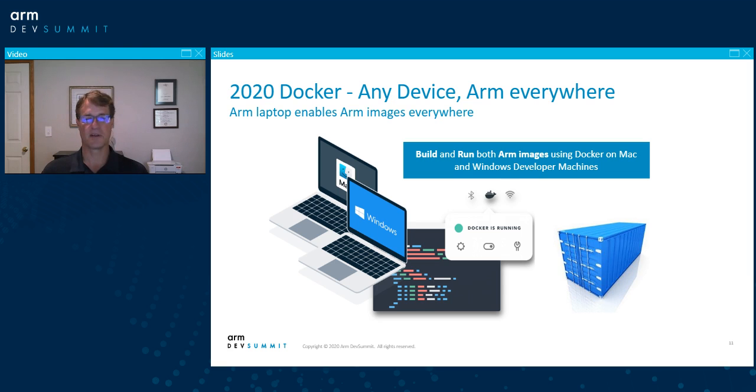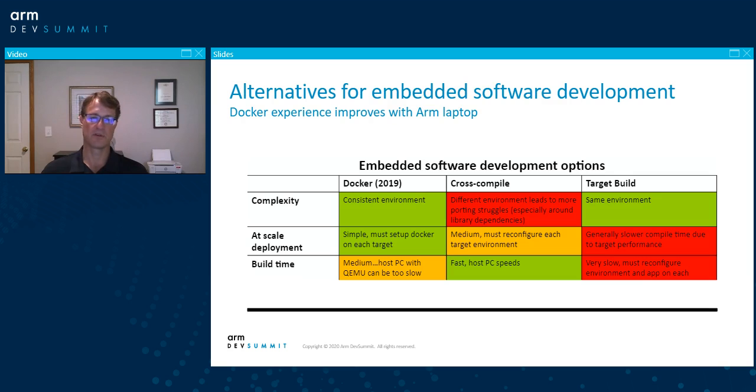We can just build ARM images using the setup that I just went through: a combination of VS Code and WSL2, Linux distributions, and Docker. That's pretty much everything needed. You can build ARM images right on your desk and then move those to the target systems. So let's talk a little bit more about that.